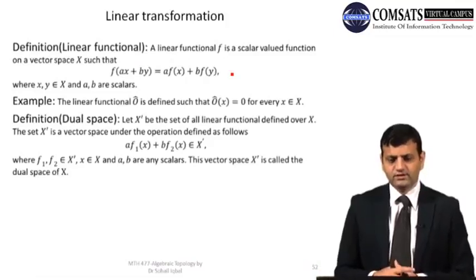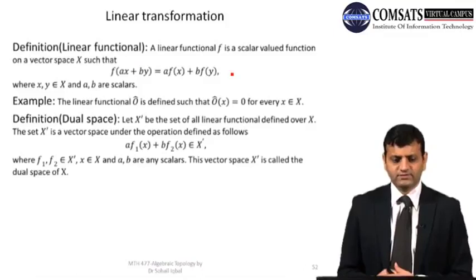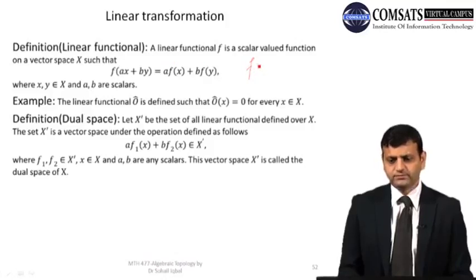So what is a linear functional? A linear functional is a scalar valued function on a vector space. Scalar valued function means if X is a vector space over, let's say, the set of real numbers, then f is a function from X to R. Similarly, if X is a vector space over any field F, then f is a function from X to F, and it satisfies the properties of a linear transformation.